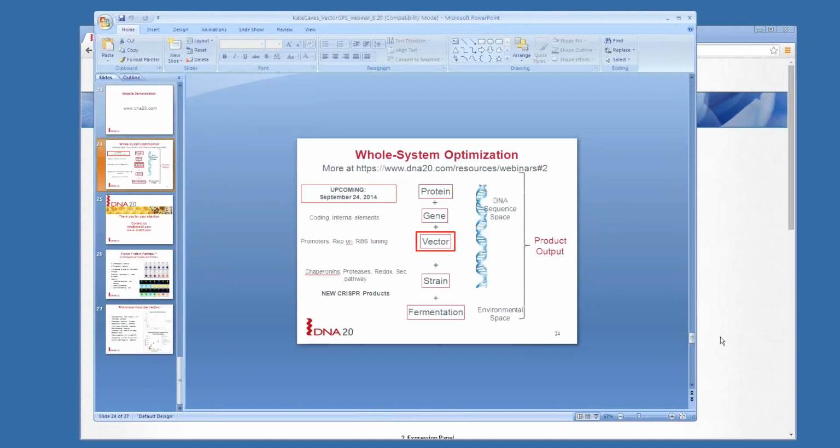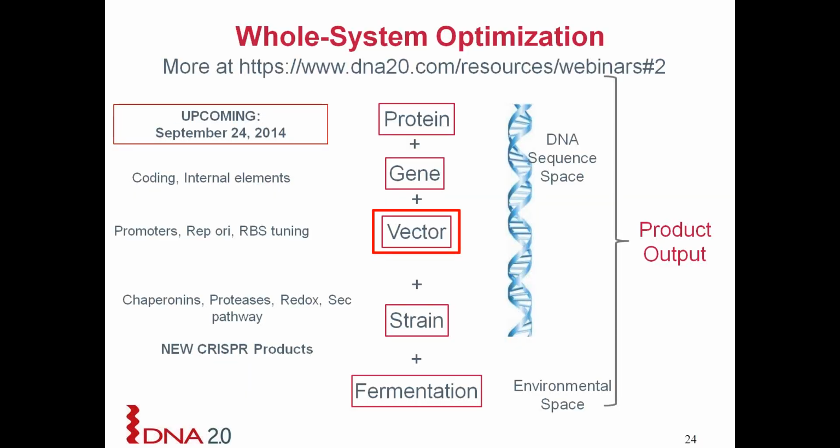So just to finish off, at the beginning of the talk, I showed you this picture. So like I said, we are really interested in optimizing the entire DNA sequence space, the protein level, the gene, vector, and strain level. And today, we were only able to discuss optimizing at the vector level. We currently have webinars, so you can click on this link. You'll receive this PowerPoint after the webinar. You can click on this link to find more webinars that have been recorded on optimizing at the other levels.